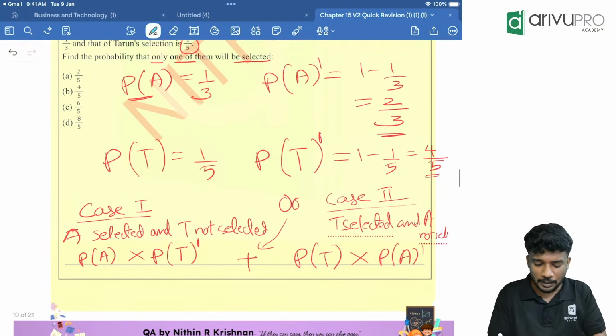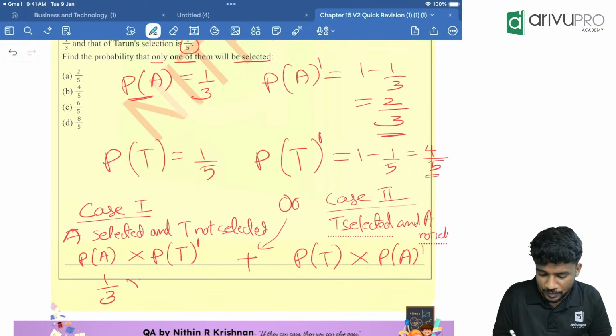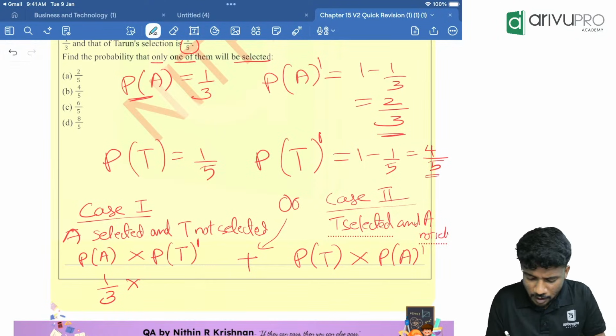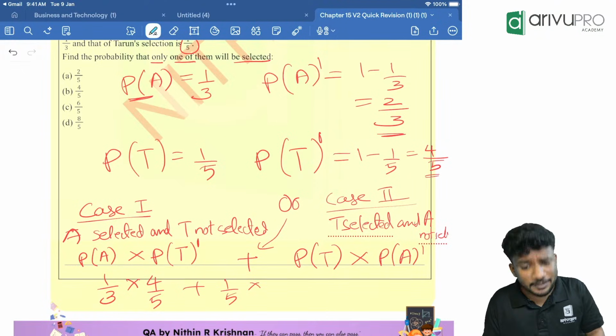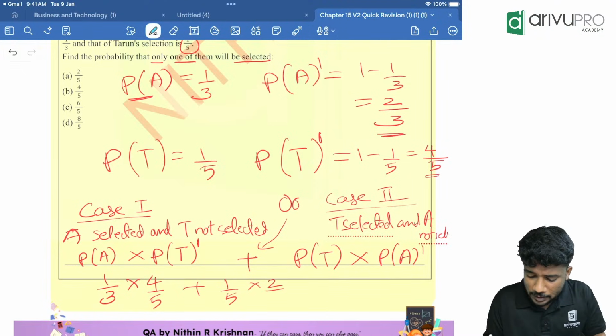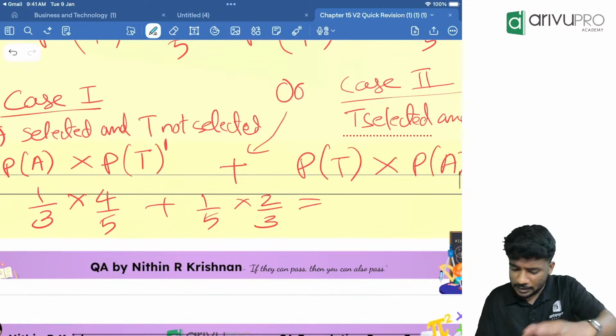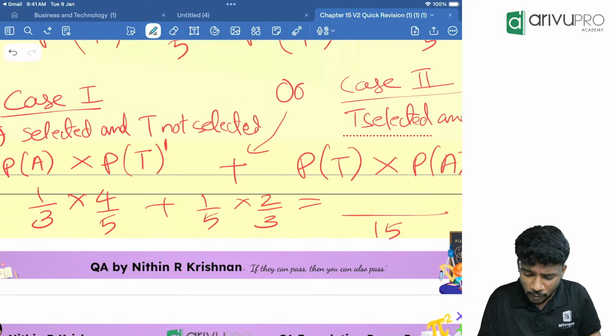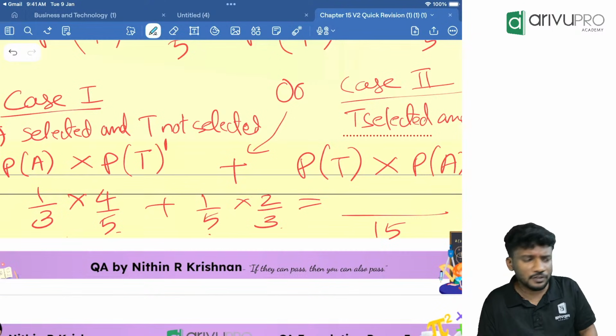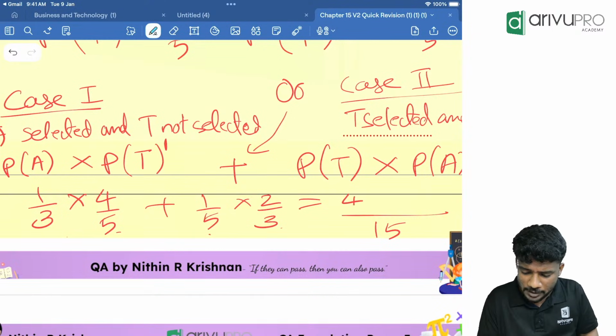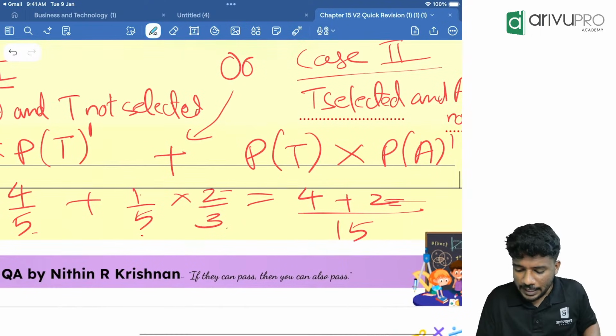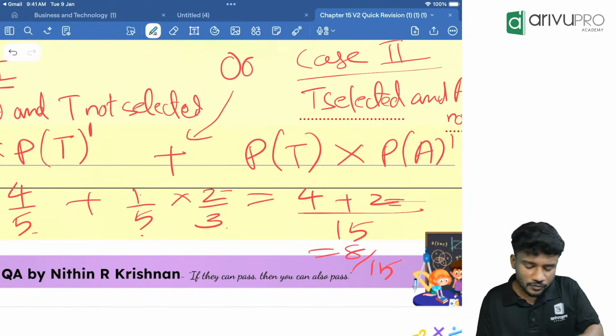Put the values, people. P of A is 1 by 3 into Tarun not selected, which is 4 by 5, plus Tarun selected is 1 by 5 into Arun not selected is 2 by 3. Now the denominator is 15, both cases: 3 into 5 is 15, 5 into 3 is 15. So 1 into 4 is 4, plus 1 into 2 is 2.